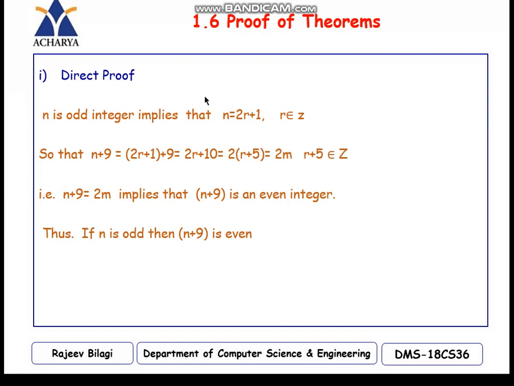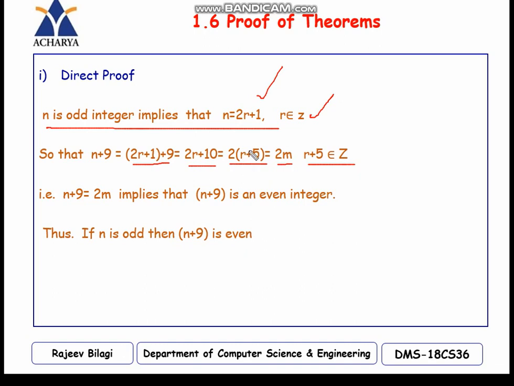With a direct proof, n is an odd integer. It implies that n is equal to 2r plus 1 for some r belonging to Z. Now directly, what do I get for n plus 9? n is 2r plus 1, plus 9, which is equivalent to 2r plus 10. So I can write it as 2 times r plus 5, which I will call m, where r plus 5 belongs to Z.